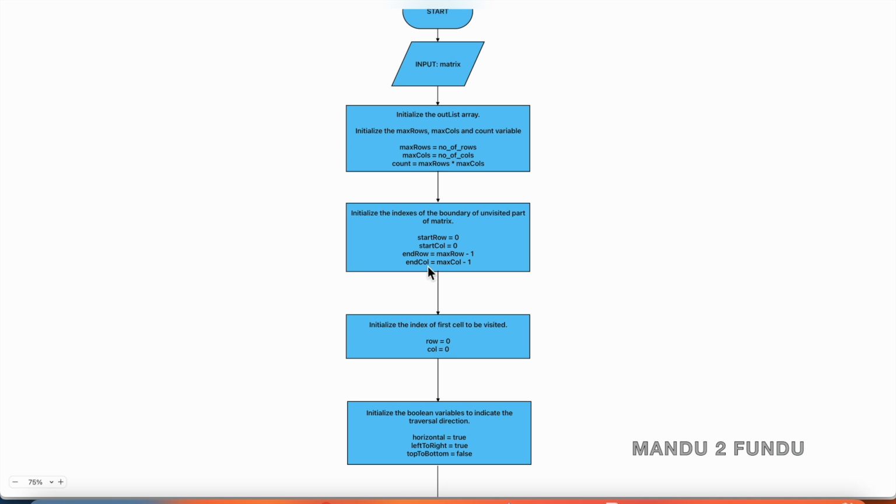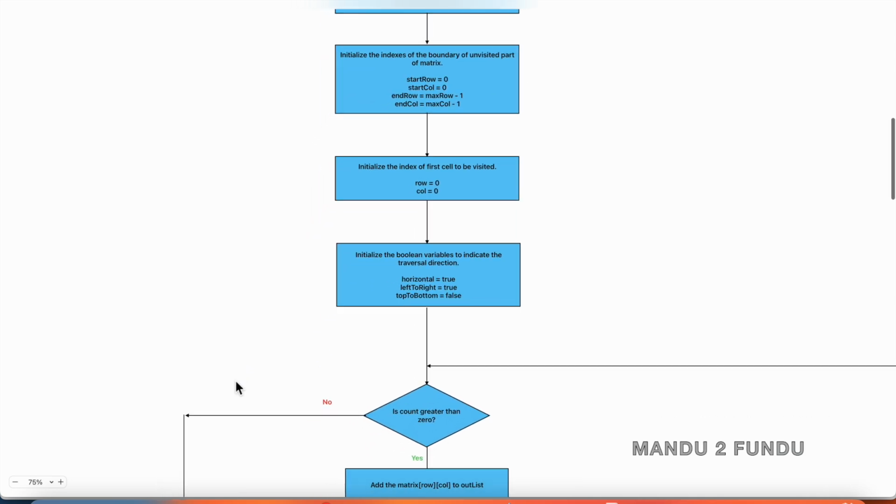End column is initialized with the column index of the bottom right cell. Then we initialize the index of the first cell to be visited in the matrix, which is the top left cell. So row is set to 0 and column is set to 0.